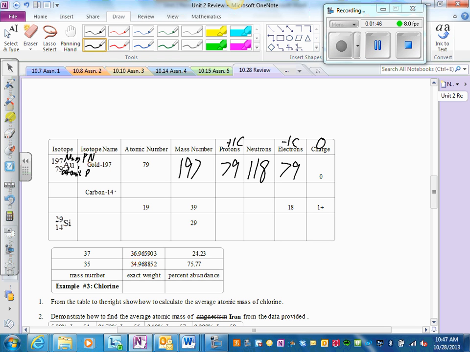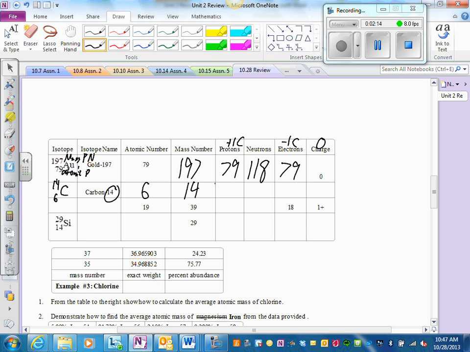Next one, carbon-14. Let's go ahead and write our nuclear notation for carbon-14. We know it's a C, and we know 14 is here. Looking at the periodic table, we know that carbon is the 6th element. It has 6 protons, so we'll put a 6 there. The atomic number is the same as the number of protons, that's 6. Mass number, the same thing as the number in our isotope name, protons plus neutrons, which is 14.